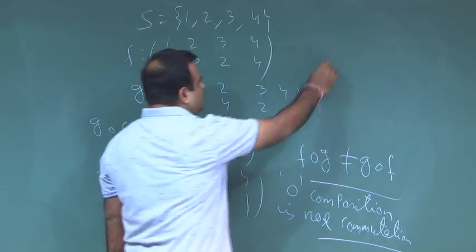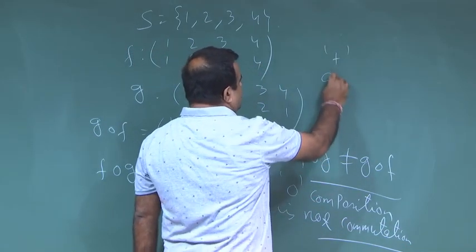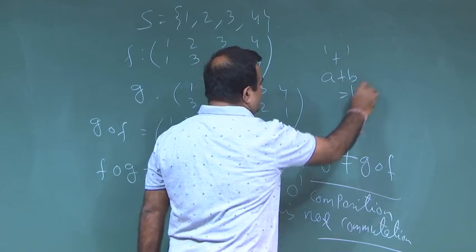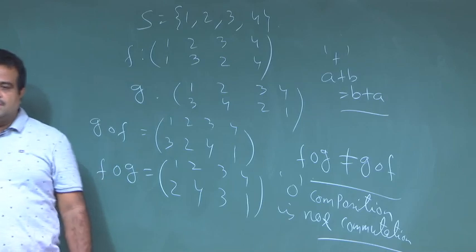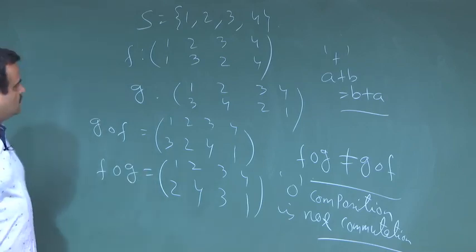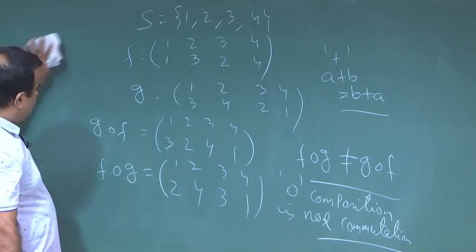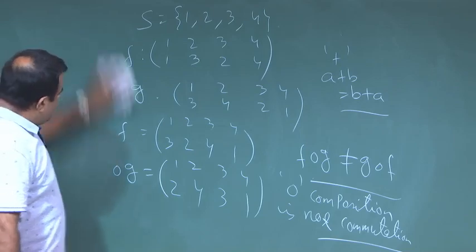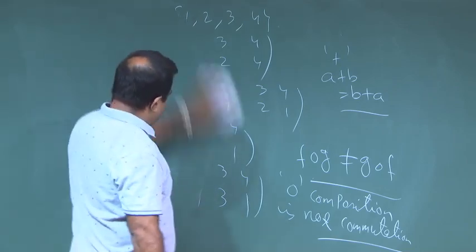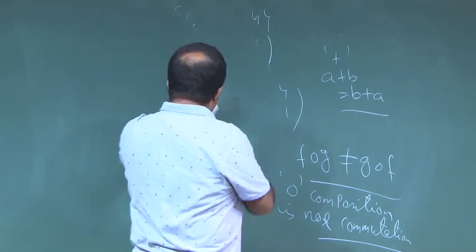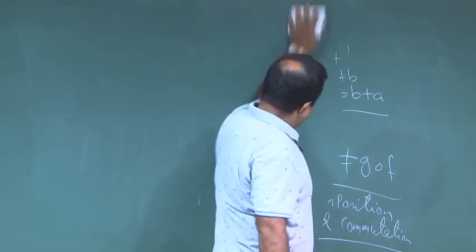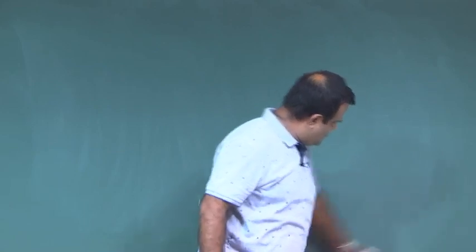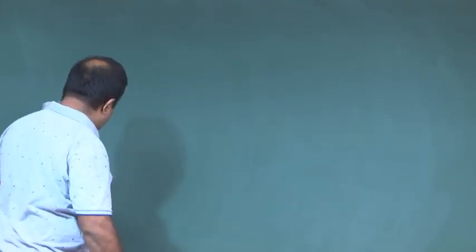Like plus is commutative, real number plus, because a plus b we can write b plus a. Plus is commutative, but this operation is not commutative. Okay, so now we define the cycle of a permutation.